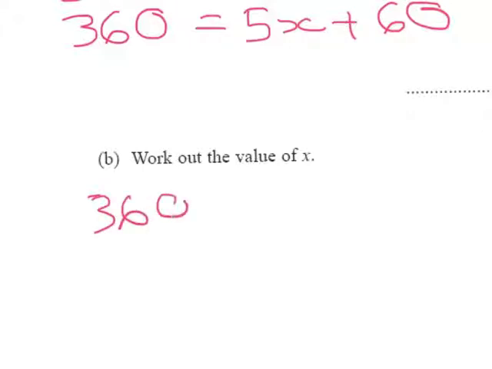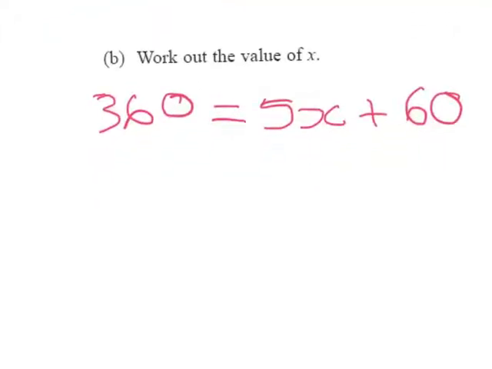360 equals 5x plus 60. So if we solve this equation, we need to start thinking about getting the x on its own. We need to get the x on one side and numbers on the other. To get rid of that x, we need to first of all take away this 60. We do the inverse. The inverse is add 60 is take away 60. If we do it to one side, we must do it to the other side for it to remain balanced. If we take away 60 from both sides, that leaves 300 on this side.